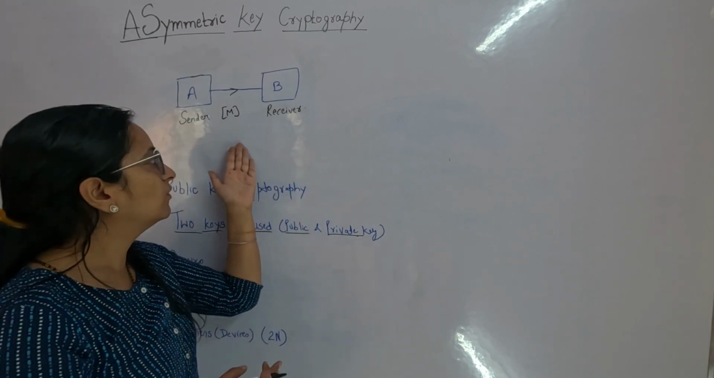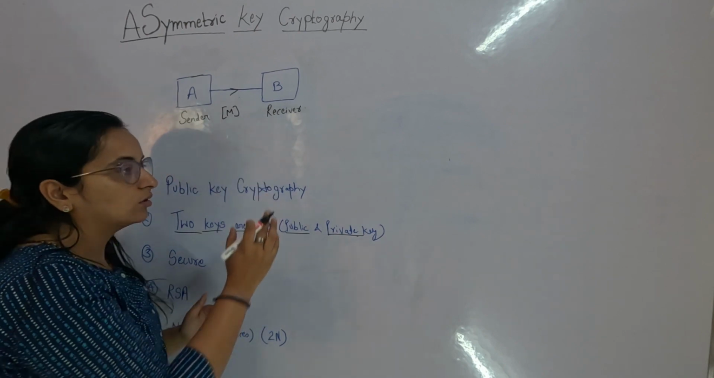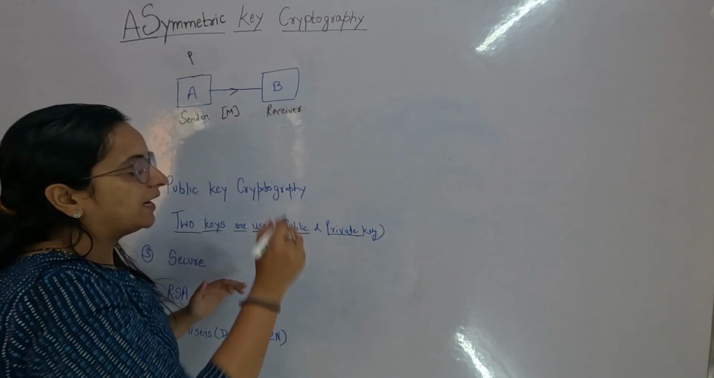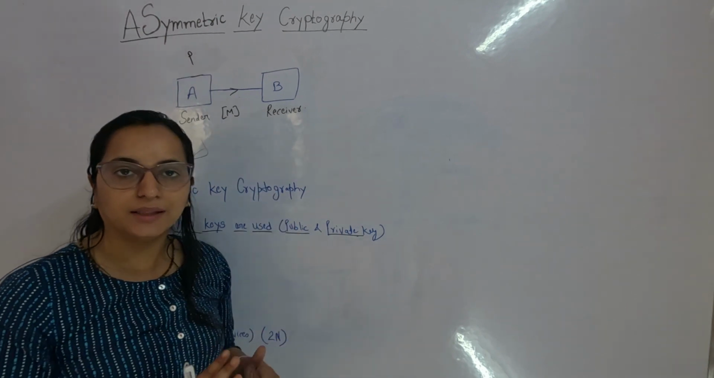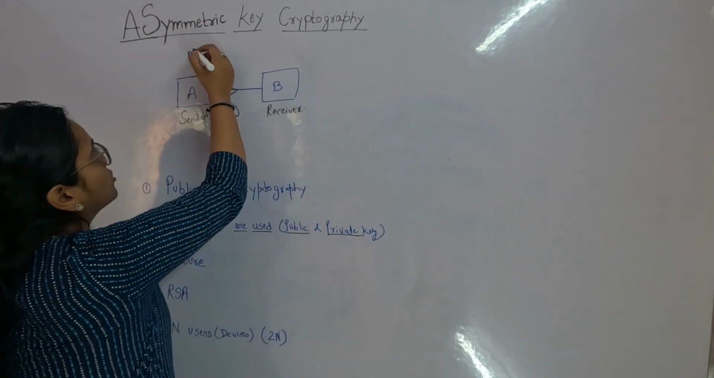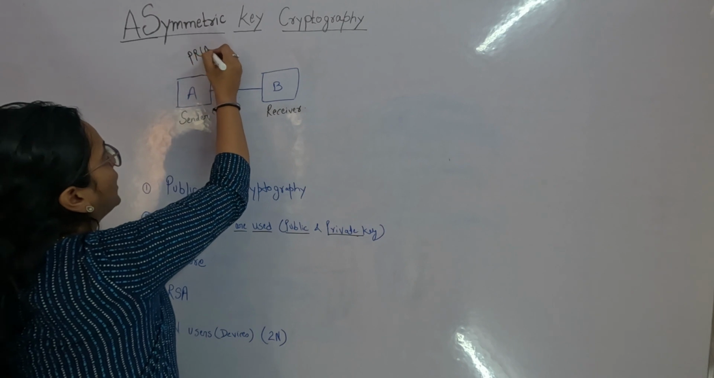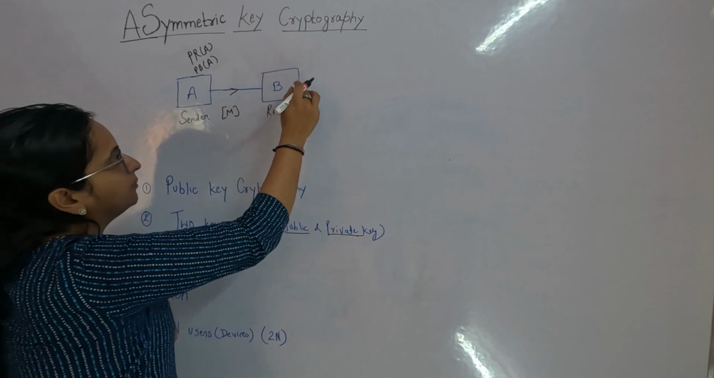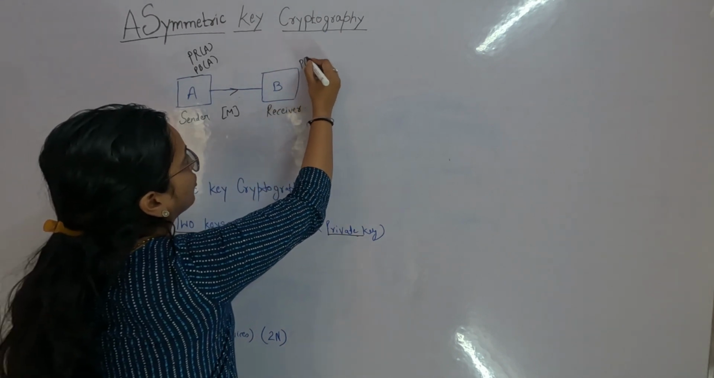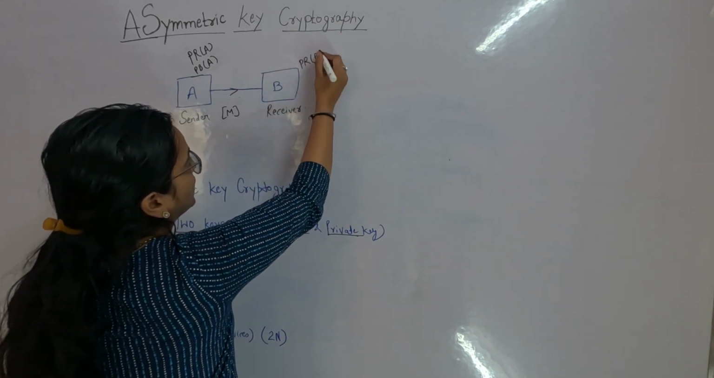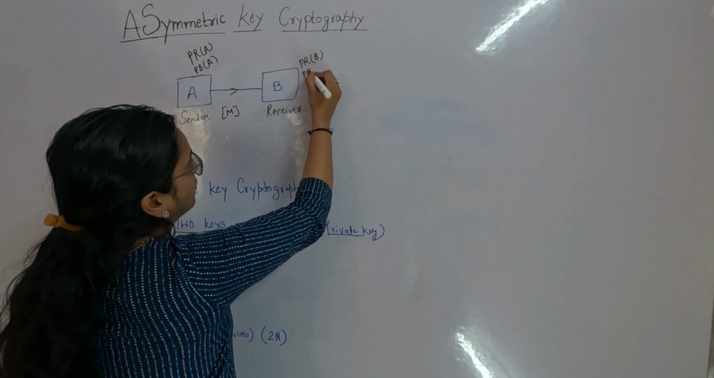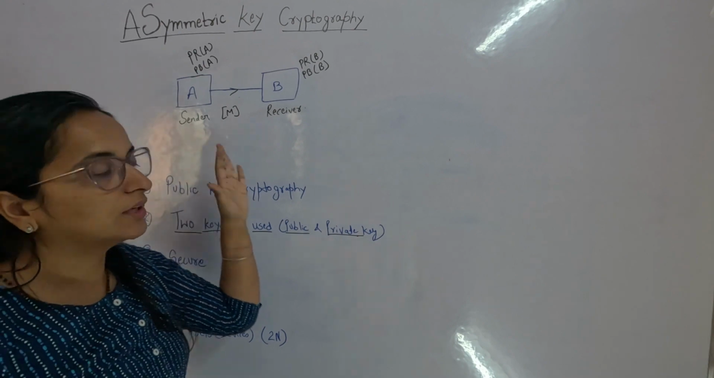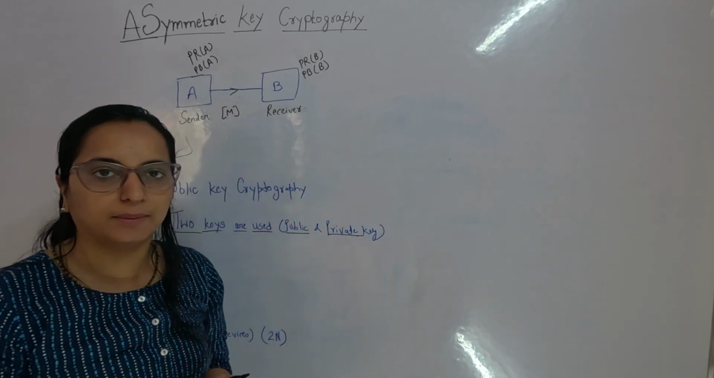So now the concept is different. Here, for every user, one public and one private key will be there. Let us suppose A is here, so it has its own private key and public key. Then B also has its own private key and its own public key. So every user has one private key and one public key.